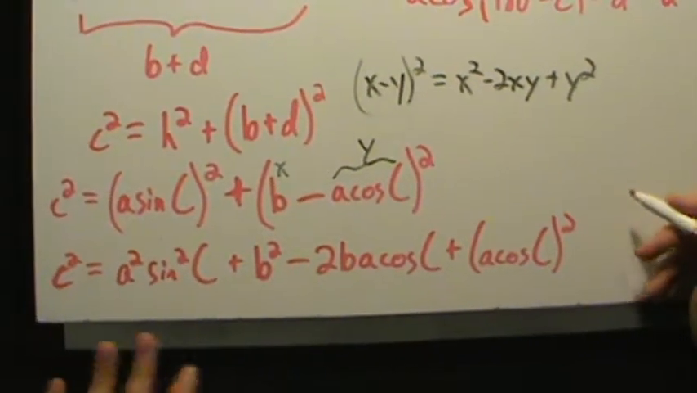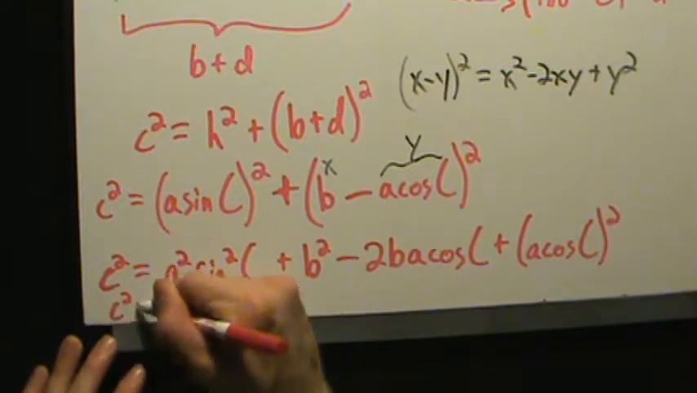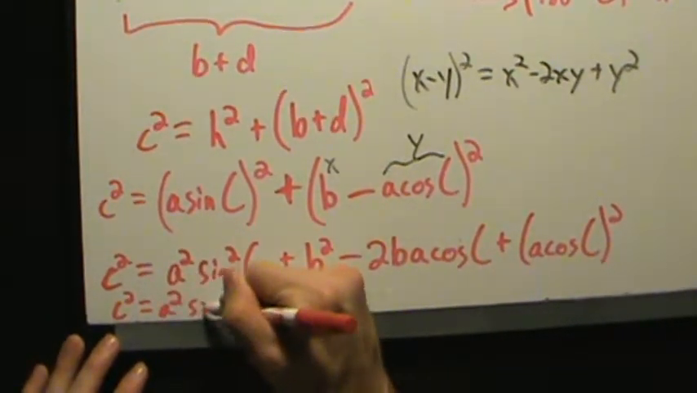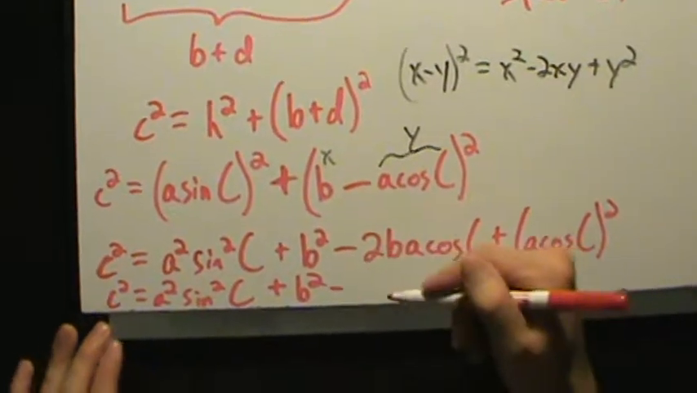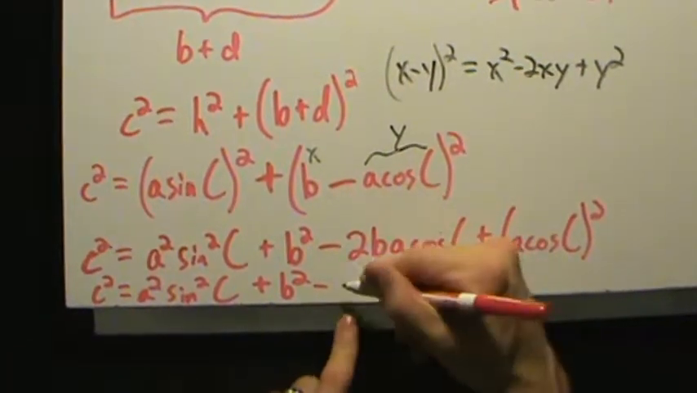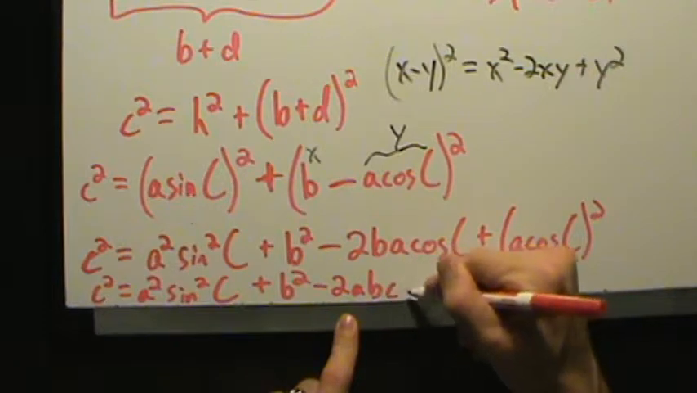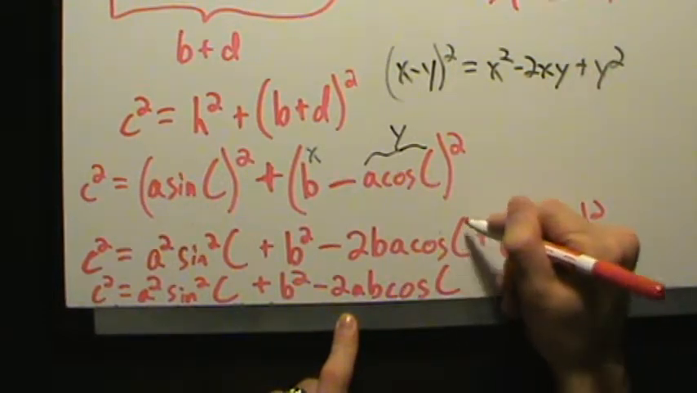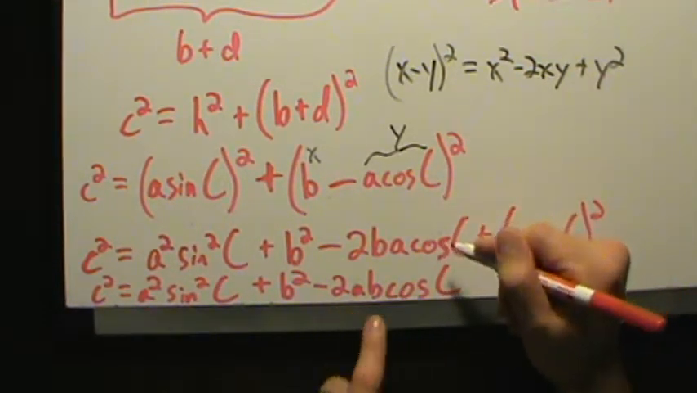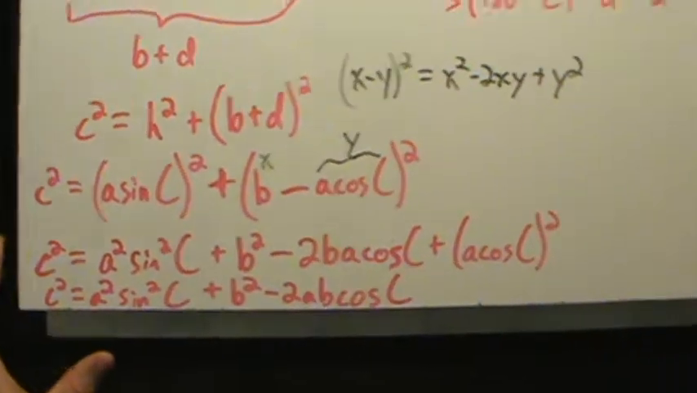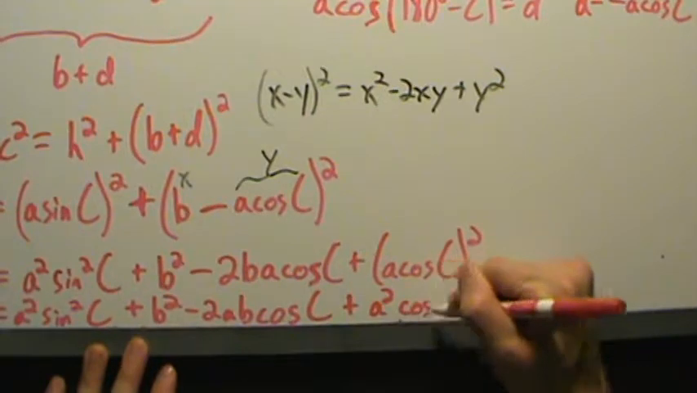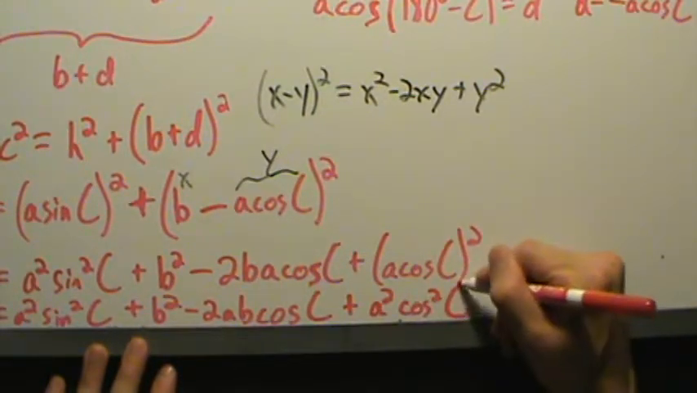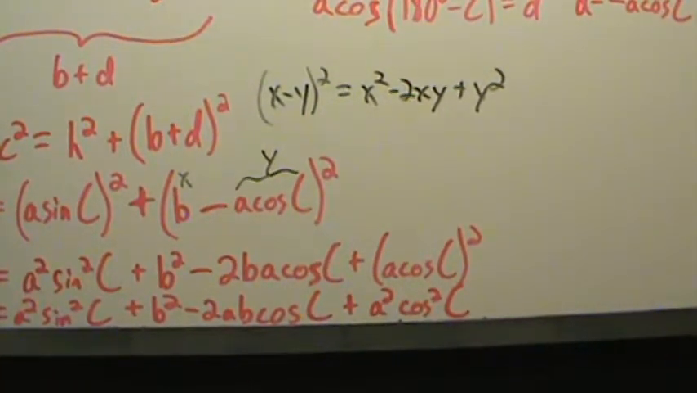And then that's it for that step. Okay, now let's expand and simplify. So that's c squared equals a squared sine squared of c plus b squared minus, so now 2ba, what I'm going to do is rewrite that as 2ab cosine of c, just because that's a little more standard, and that's going to more closely match the form of the final equation. Plus, this becomes a squared cosine squared c. So notice it's really all the same as it was before in the acute case.